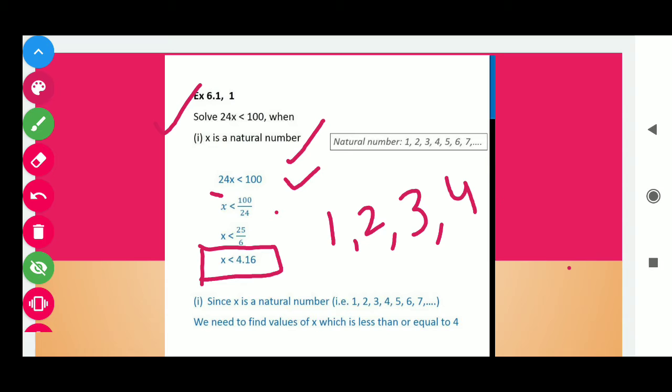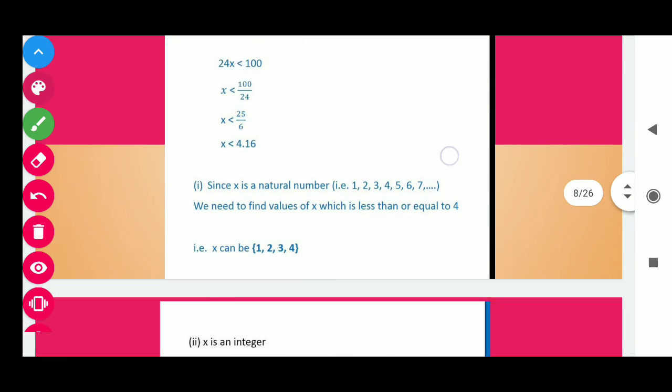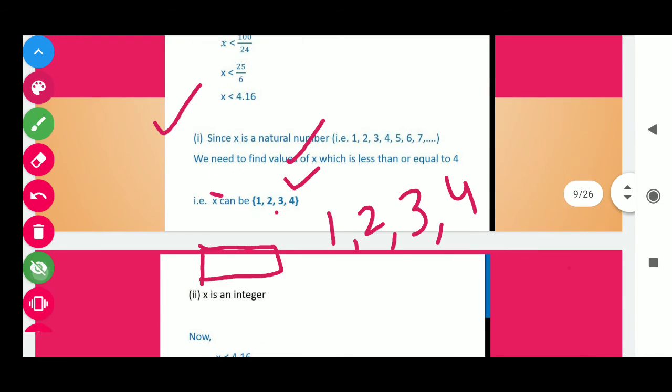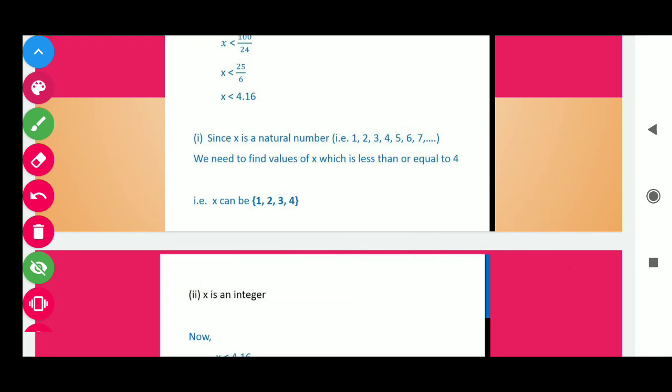So since x is a natural number, we need to find the values of x which is less than or equal to 4. So students, you can see here, x can be 1, 2, 3, 4. Students, you have to write the answer in the roster form.